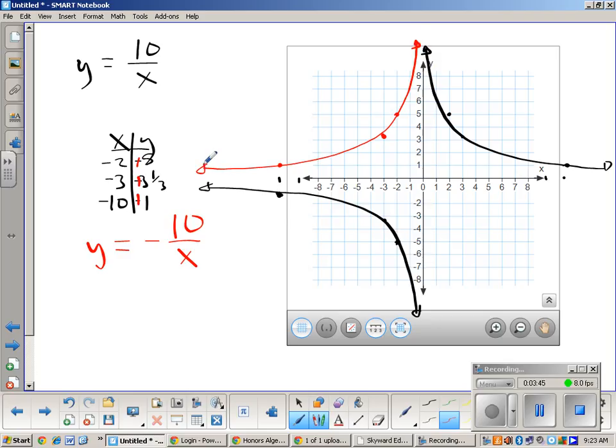And we already talked about it, but when I flip my x's to positives, that's going to make my y's all negative. So if I'm positive 2, it's negative 5. Positive 3 is negative 3 and a third. Positive 10 is a negative 1. And so I get this graph.